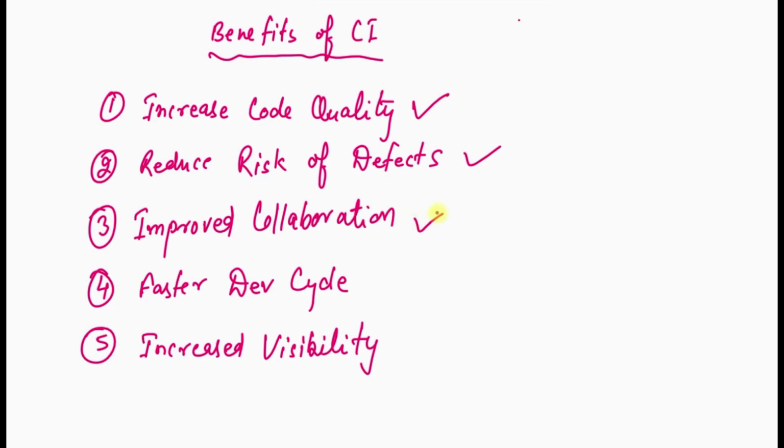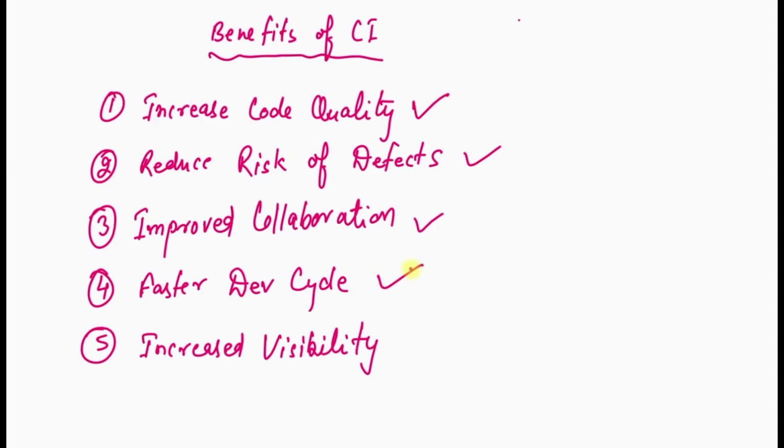Now let's talk about the third benefit, that is improved collaboration. CI can also help to improve collaboration between developers by making it easier to share code and track changes. This is because the CI process will store a record of all the changes that have been made to the code. So this information can be used by developers to see what changes have been made to the code and who made them. So this is how it improves collaboration.